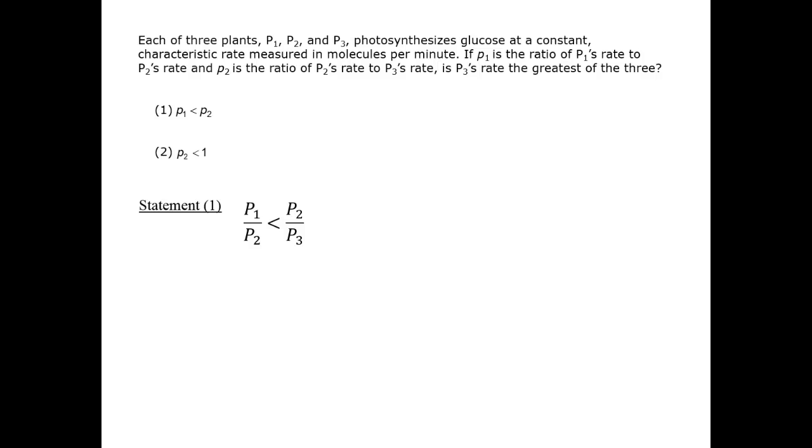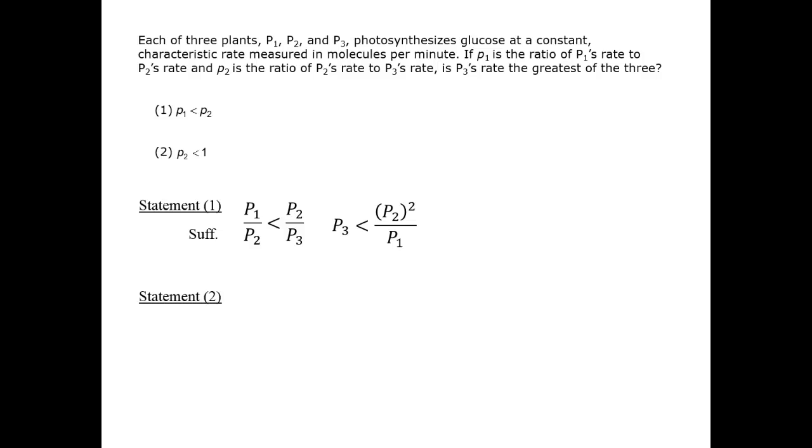Since all these rates are positive, we can multiply both sides and therefore obtain the following expression. P3 is less than P2 squared over P1. Here we can imagine cases. In one case, say P1 is 1 and P2 is a large number. Then P3 could be smaller than that expression there and still be larger than P2. However, in another case, P1 could be large, in which case the right side of the inequality is small, and P3 is smaller than that, so it's not the largest. We don't have sufficient information from this statement to answer the question that has been posed.